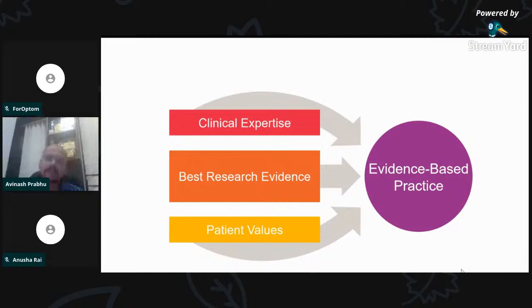So you're practicing based on the evidence. You're not practicing based on what others told. You're not practicing based on what some textbooks said 10 years back. No, you're practicing on the latest information, that is the evidence.